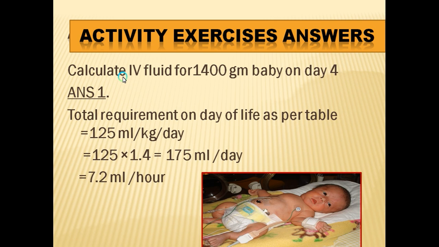Calculate IV fluids for 1500 grams on day 4. Okay. So here on day 4, this is the requirement 125 ml per kg per day. So your answer is 175. So once 175 divided by 24, your answer is 7.2. So what you need to give is 7 ml per minute.